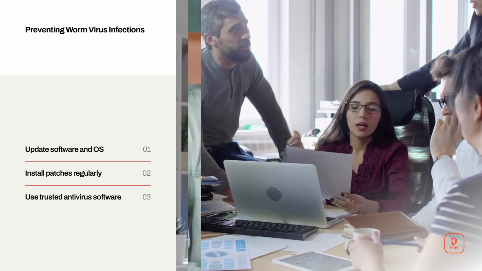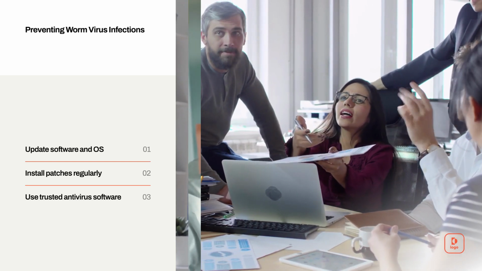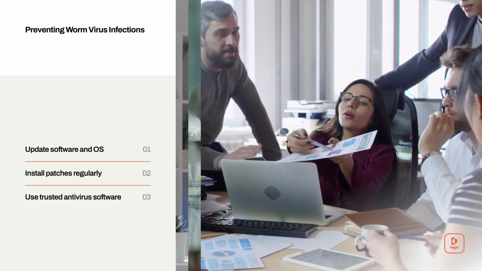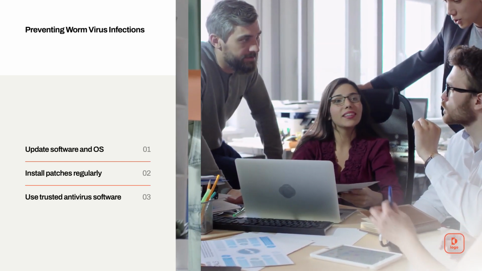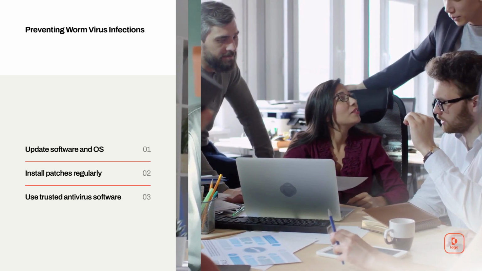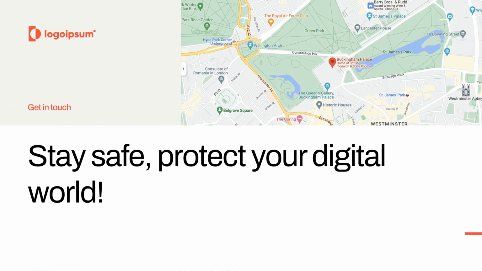Firstly, always keep your software and operating system updated. These updates often include patches that guard against new threats. Secondly, use a trusted antivirus software that can scan for and get rid of any lurking worm viruses. Thirdly, be wary of suspicious emails or links. If something seems fishy, it's best not to click.